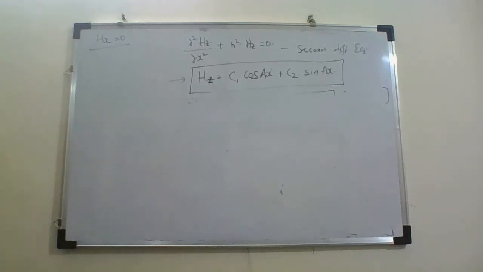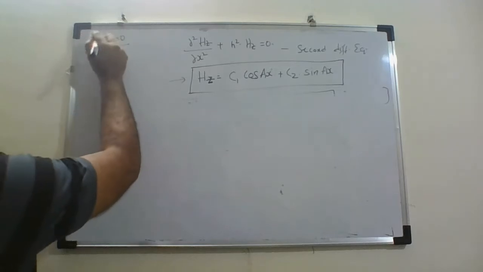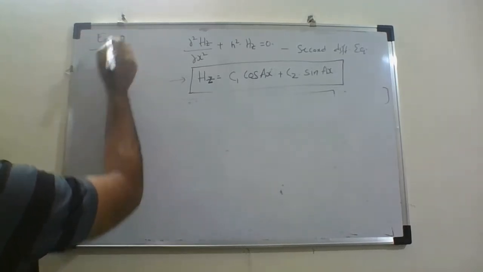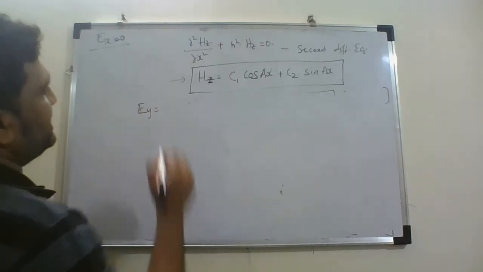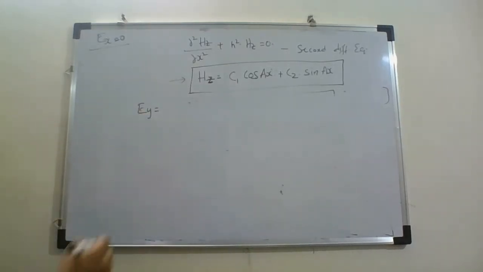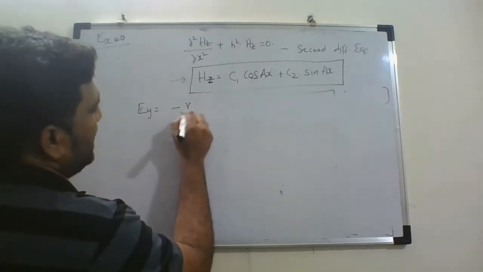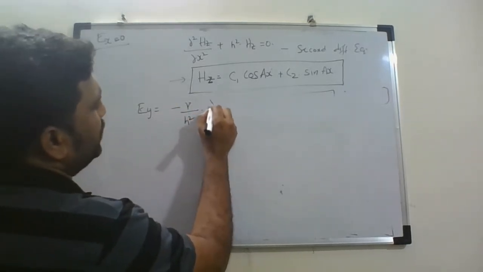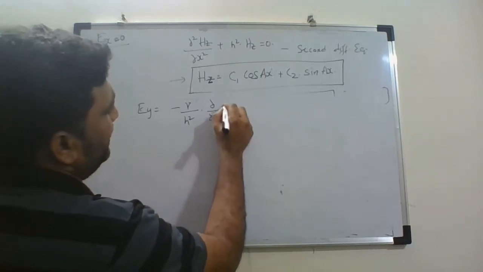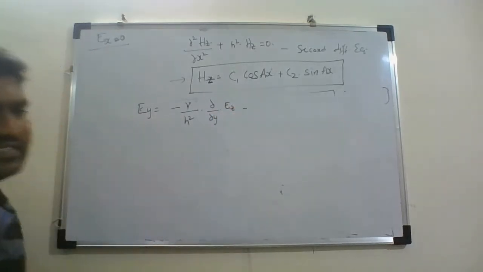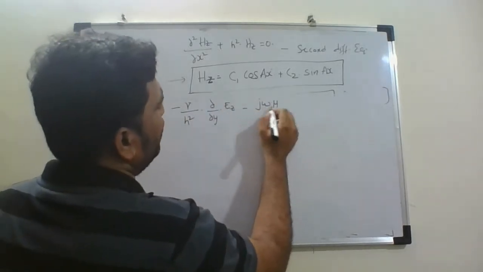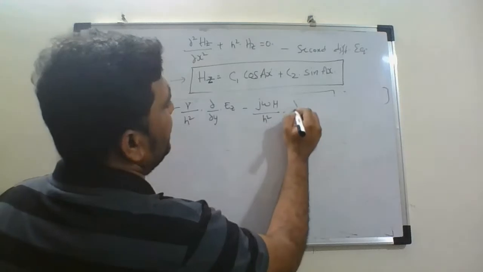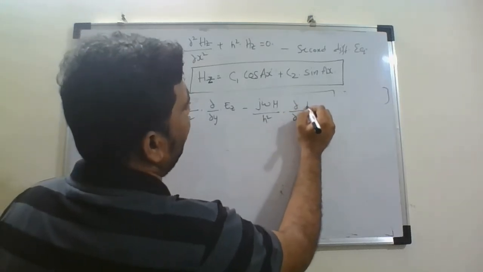Sorry, this is not Hx, this is Ex. Ex is equal to 0. Okay, let us go to the next term, which is Ey. So Ey is equal to, what do I get for Ey? Minus γ/h² into ∂/∂y of Ez, minus jωμ/h² into ∂/∂x of Hz.